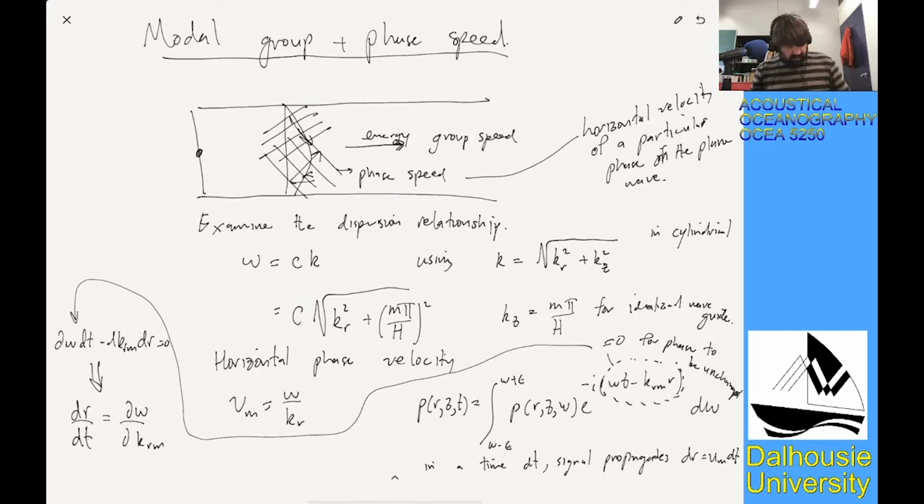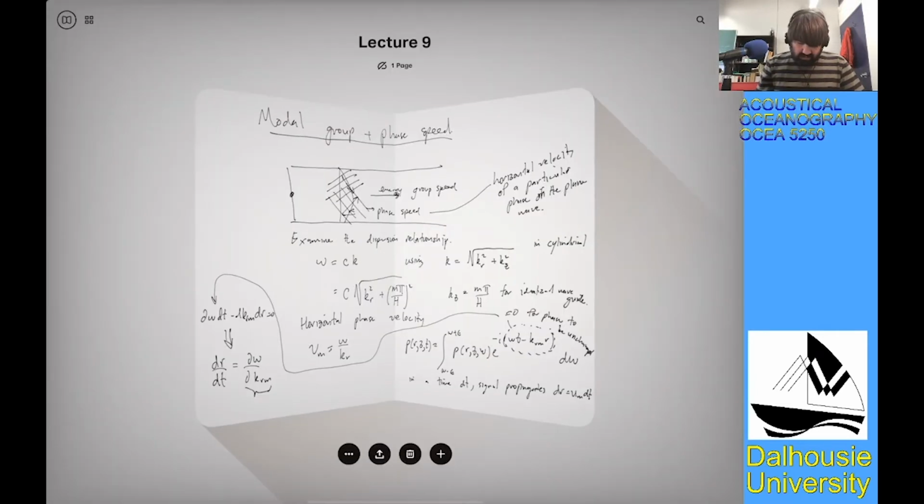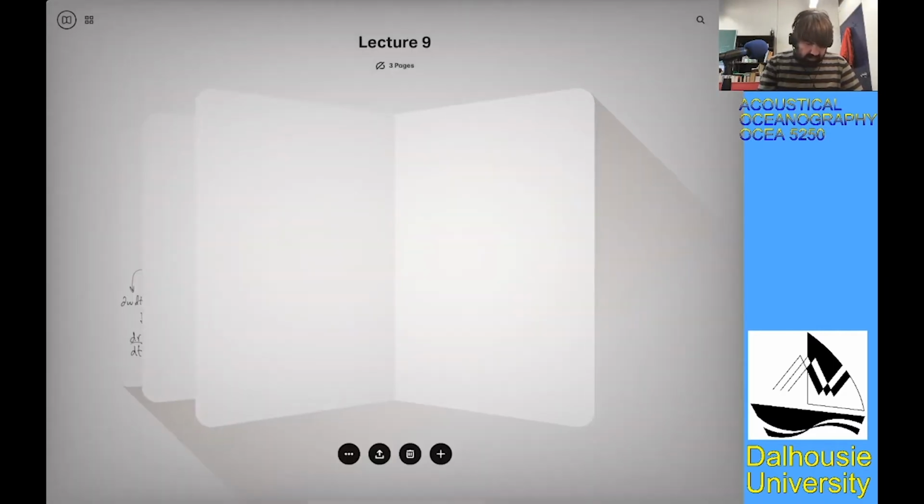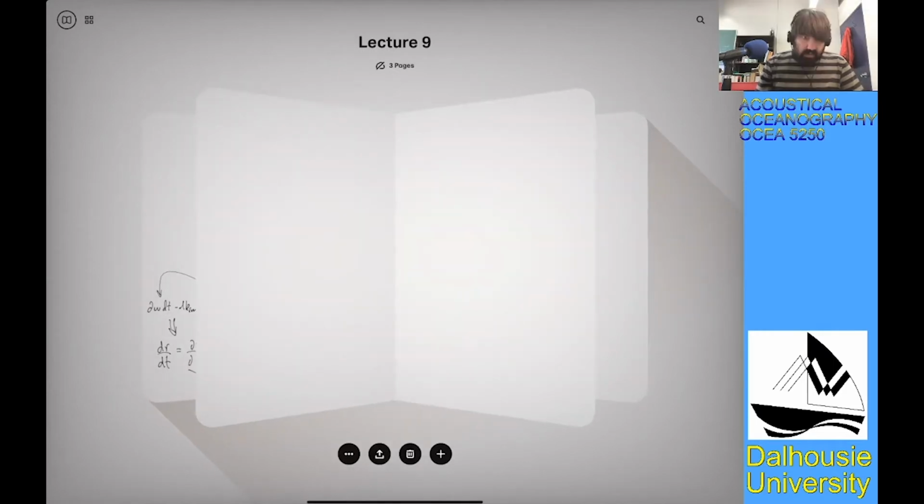You're probably somewhat familiar with this expression from physical oceanography, looking at surface waves or even internal waves. Did I get on the right page here? Let's go back. Okay, so group velocity. It's just kind of nice to know where it comes from sometimes. Nice to write it down.